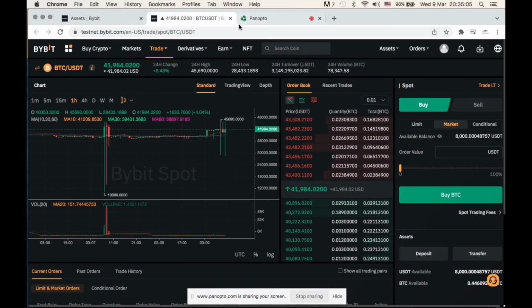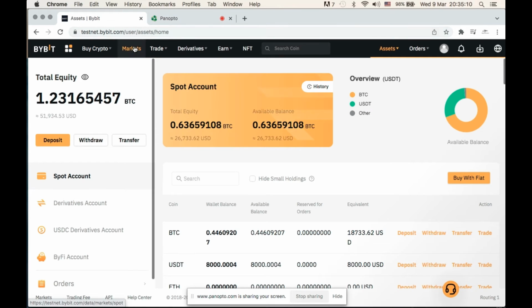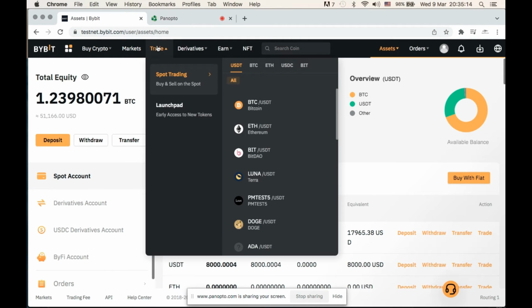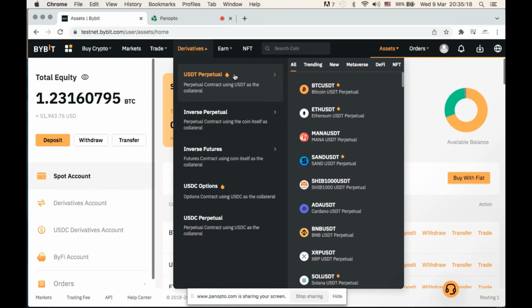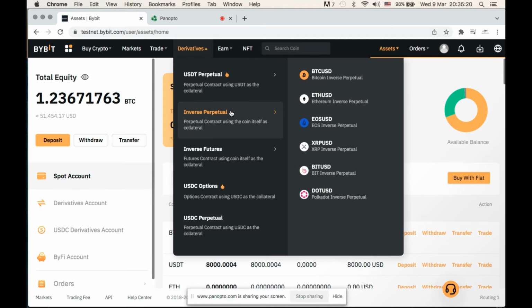Next, I would like to share. Let's go on and close. I've bought my Bitcoin. I would like to trade derivatives. I go to inverse perpetual. You see there's USDT perpetual and also inverse perpetual.